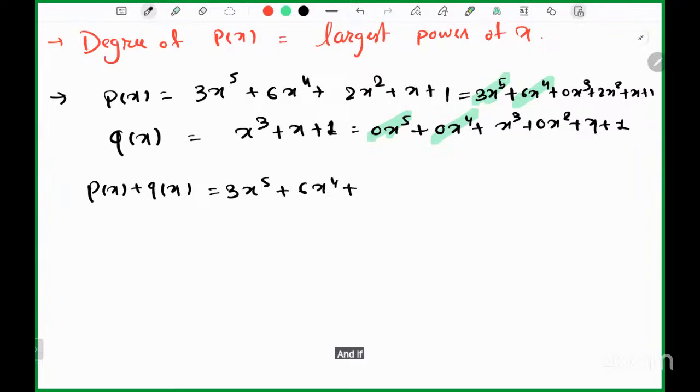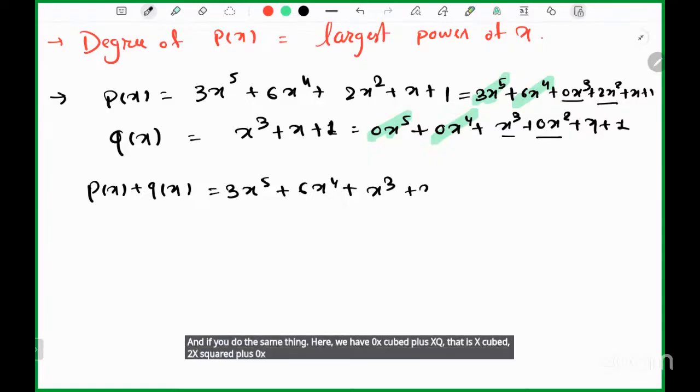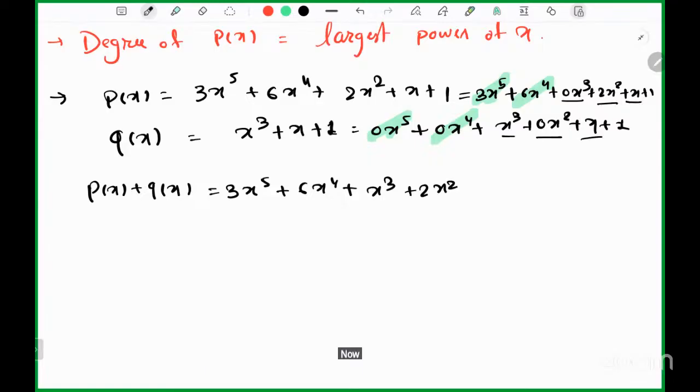And if you do the same thing, here we have 0x cube plus x cube, that is x cube, 2x square plus 0x square, that is 2x square. Now x plus x, that is 2x, and 1 plus 1 will be 2. So this is the addition of two polynomials.